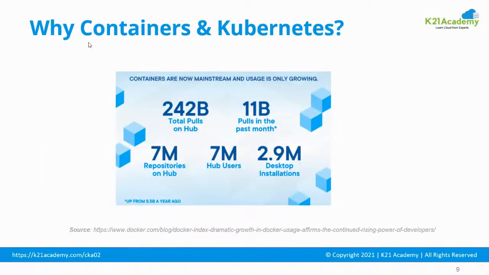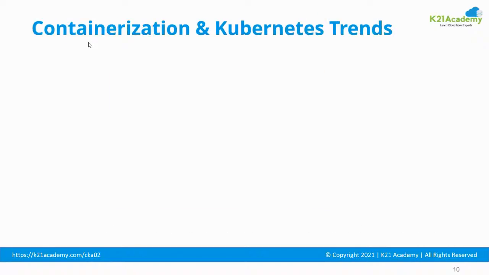Let's move on and first begin with why containers and Kubernetes. I covered this last week when we talked about containers. There are 242 billion, B for billion, downloads, and in the last 1 month alone, this was July 2020, 11 billion container downloads, which is 5.5 billion up from the previous year in 2020. I'm talking about these numbers from Docker. So you can imagine what kind of work has been going on with containers and Kubernetes.